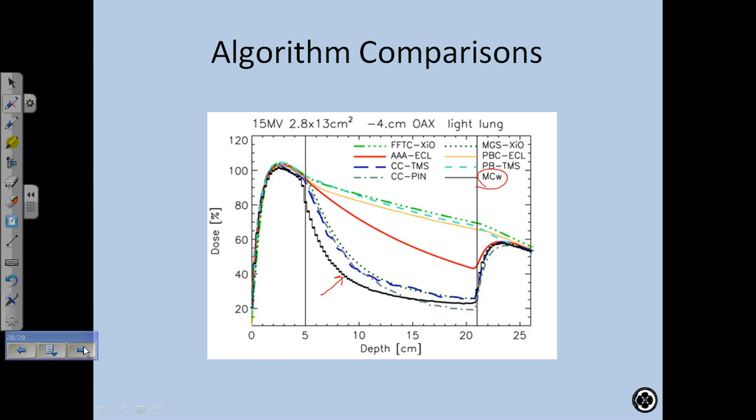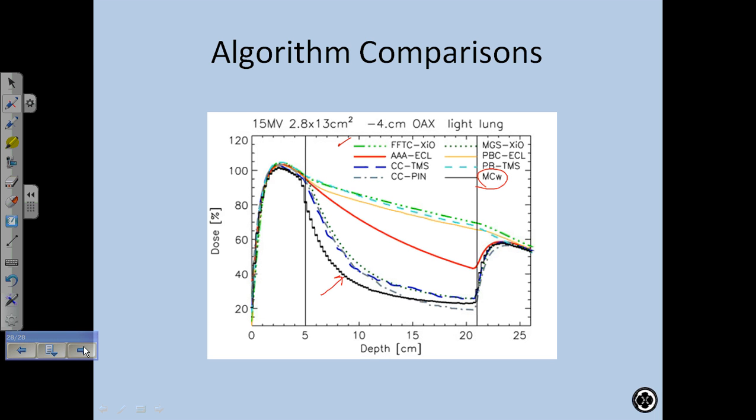We're looking at a PDD going through water, and then at some point here we've got light lung. This area here is all light lung, and then we've got water again, or tissue. So tissue, lung, and tissue. Monte Carlo calculates that the dose drops way down, because lung doesn't absorb dose, then comes back up when it hits tissue again. Then let's look at the worst case, this green one. That's the FFT Axio. That's one of the worst ones.